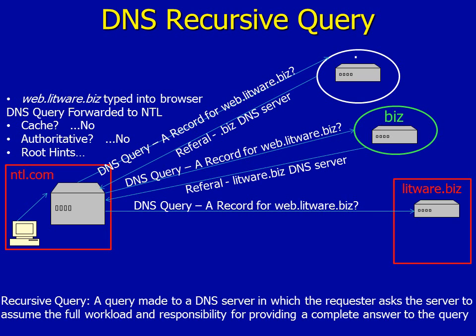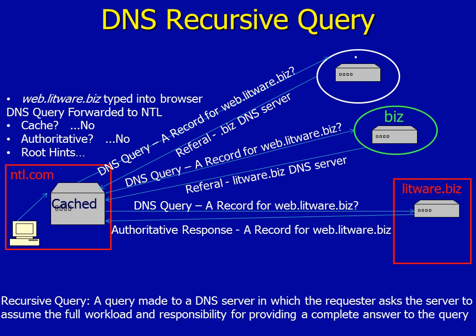Then the DNS query goes out to the actual litware.biz DNS server. What is the A record for web.litware.biz? So far we've had referral responses, but the final response, which we're going to get here, is the authoritative response. As you'll have noticed there, the ntl.com DNS server would have cached that record for other users looking to go to that web server. It provides the authoritative response with the A record, so it provides the IP address to that DNS server.